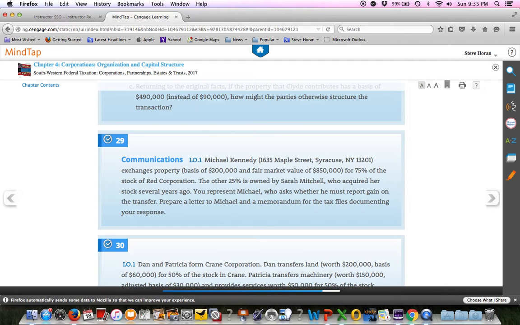And so it says because the stock you acquired represents less than 80% interest in Red Corp, you must report gain on the transfer. And hopefully everybody saw that. Your gain will be $650,000, which of course is $850,000 minus $200,000, the value of the stock received. So your tax basis is $200,000, your fair market value is $850,000. So you have to pay tax on the $650,000 difference. That's the very simple answer to that one.